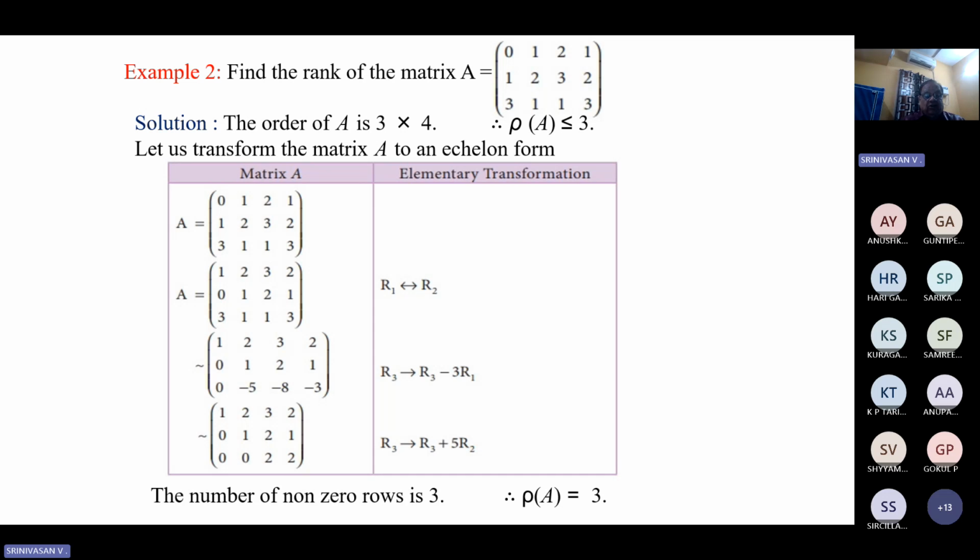1, you have to be careful about the selection of elements of the row in question on which you are doing the row operation. 1 minus 3 into 2, 1 minus 6, minus 5. 1 minus 3 into 3, 1 minus 9, minus 8. 3 minus 3 into 2, 3 minus 6, minus 3. So actually we will do two operations, but one we don't need to do because it is already 0. Now we have to make the third row, second column element 0.